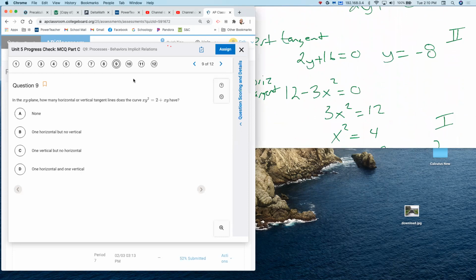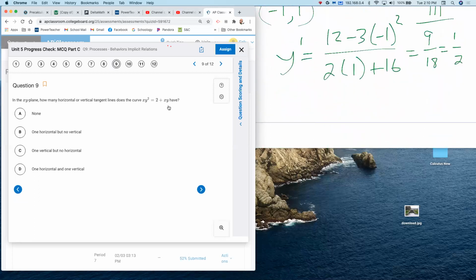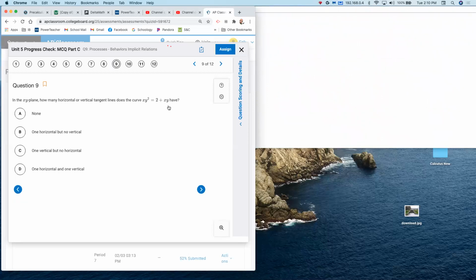All right. I got to look at the time. Okay, so I think we'll have enough time. So in the XY plane, how many horizontal or vertical tangent lines does this curve have? Again, we're doing the same kind of thing on this. We're finding the derivative. So this is some practice on some stuff that you did previously. So if you're kind of going, well, I don't remember how to take the derivative of x times y squared is equal to 2 plus x times y. That's what we're doing this.